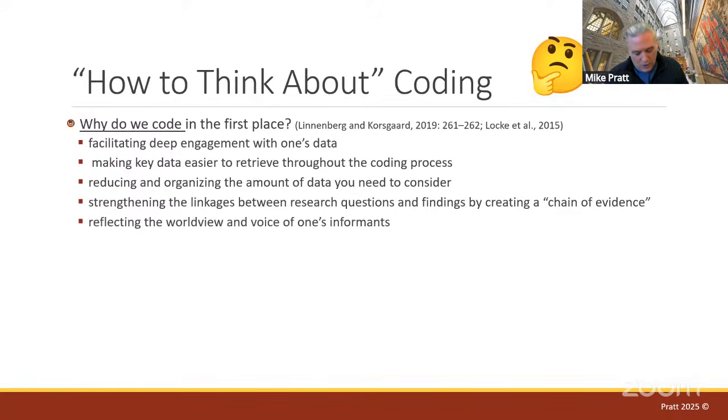And then your codes should also, as I mentioned before, reflect the worldview of your informants. So if you look at your codes and it could be some kind of generic, any context, then I'm thinking I may not have done something right. Do my codes really give me an understanding of the people that I'm studying? And if not, then again, you may need to recode.